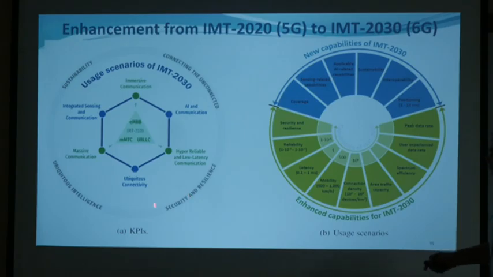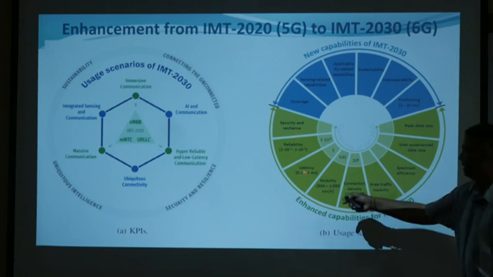So here, the user scenarios: you can see these green shaded areas are the enhanced version of the IMT 2020, and this blue one is the new capabilities, okay? The position accuracies and sensing accuracies, etc. The new KPIs in the 6G scenarios, okay? So these are the 5G KPIs that are enhanced.